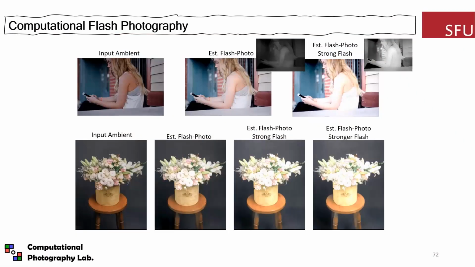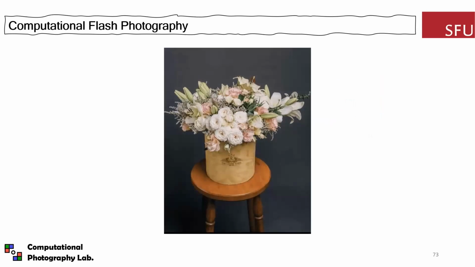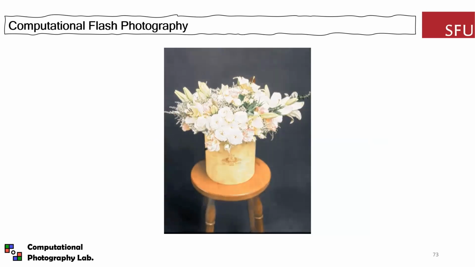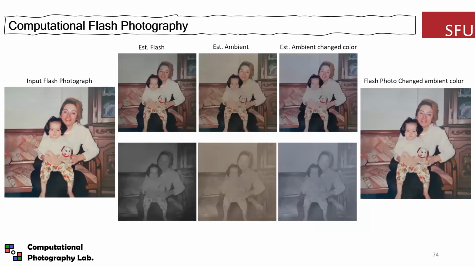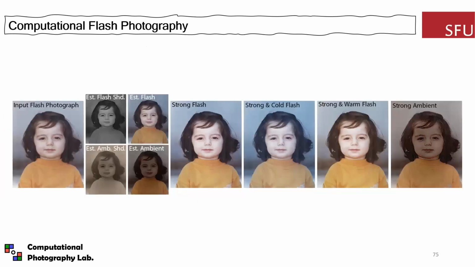Now we look at some of the different results we can get from our setup. We can generate flash illumination with different strengths. Here we see the second example going from ambient to very strong flash photograph. We also take a look at our decomposition results. As the first example here, we decompose flash photograph and change only the ambient color. As the second example, we show here we can alter the two illuminations independently.